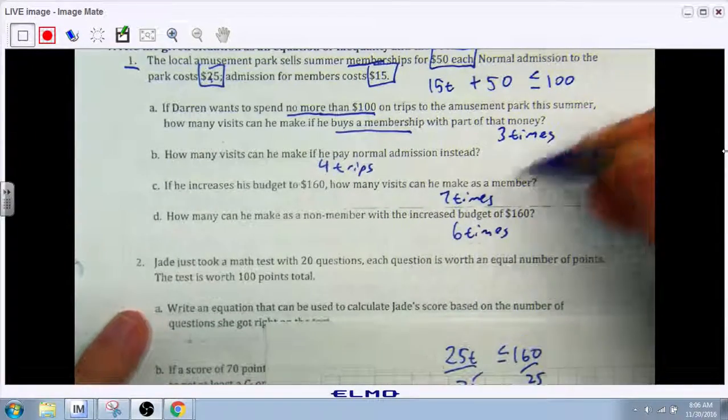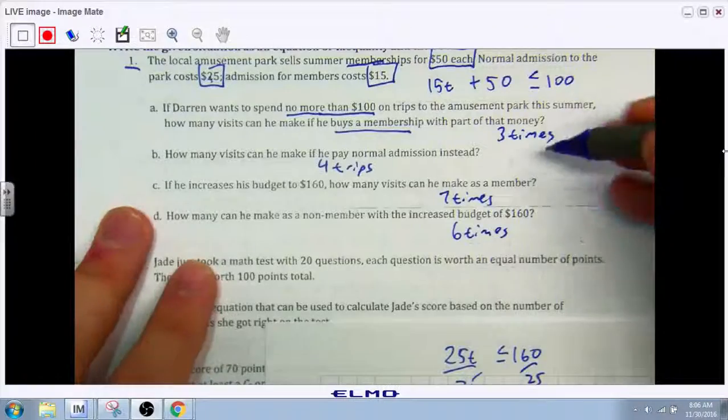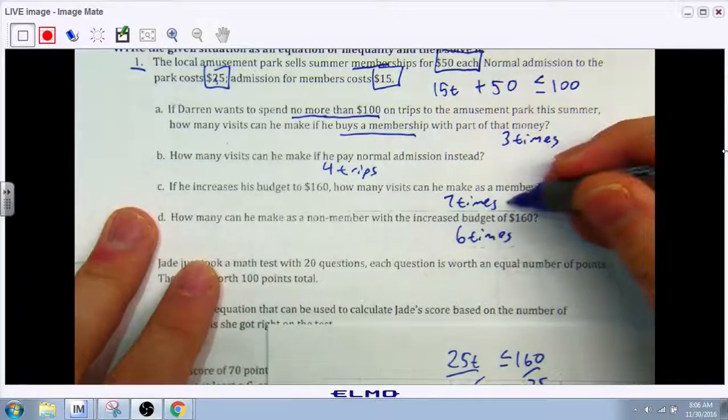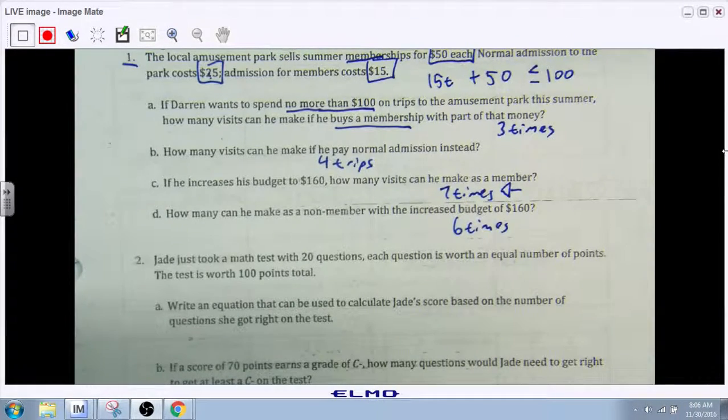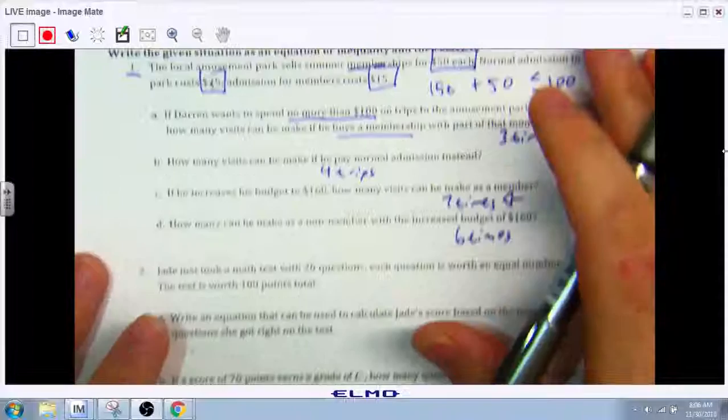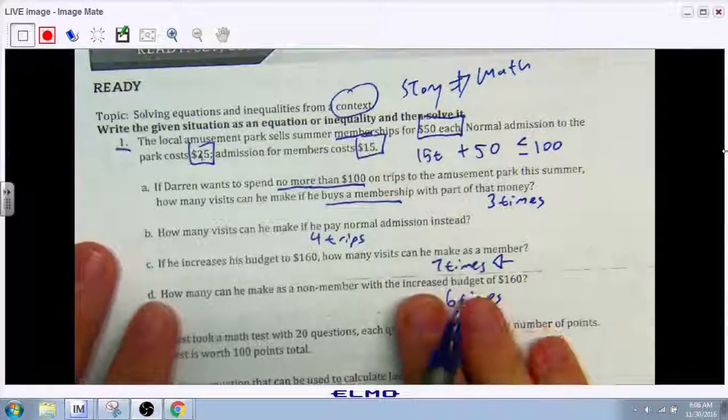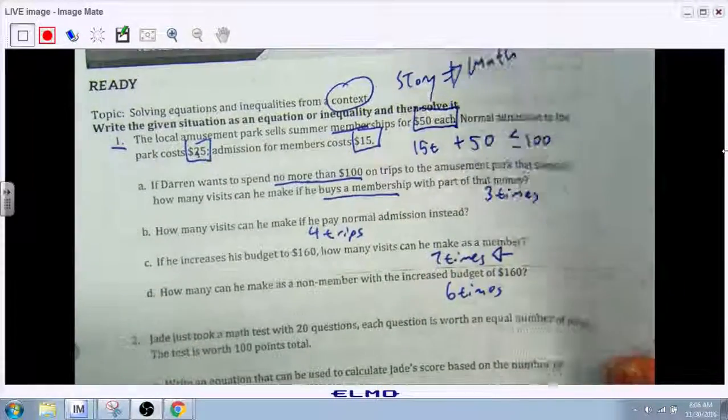So we see that 160 is kind of that threshold where buying the membership matters. He has to go 7 or more times for that to be the threshold. Okay. So that's pretty much what we're going to be doing for number 2 as well. You kind of look at our context, find the significant numbers, build your equation, and go from there. Let's go ahead and turn the page.